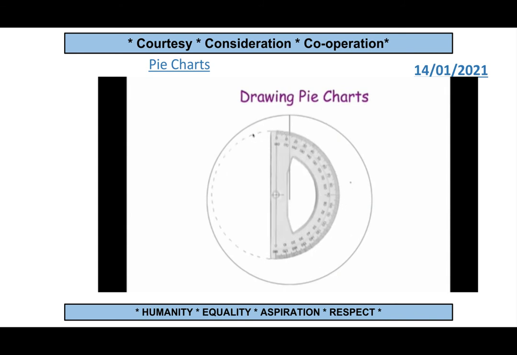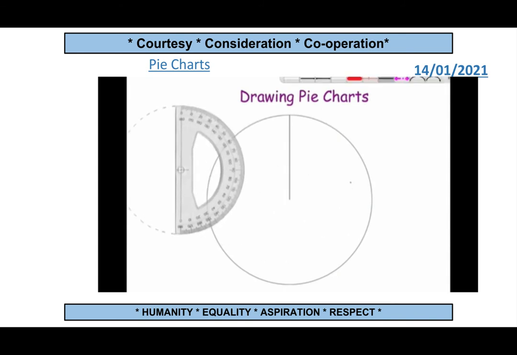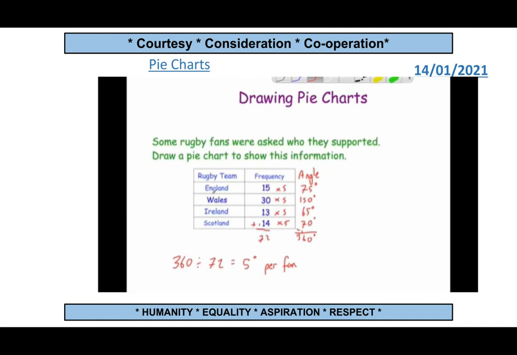Put a point over there, remove the protractor, and then just draw a straight line with my ruler going through the point. Okay, so that's the first one. The angle is 75, and that is England. So that's your first one done. The second one, Wales, has an angle of 150.